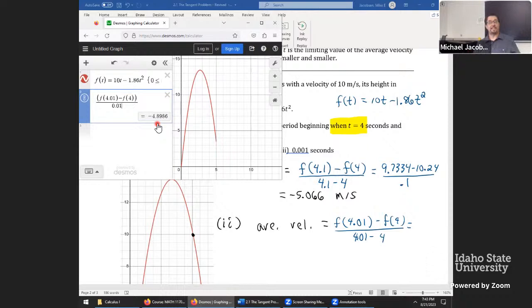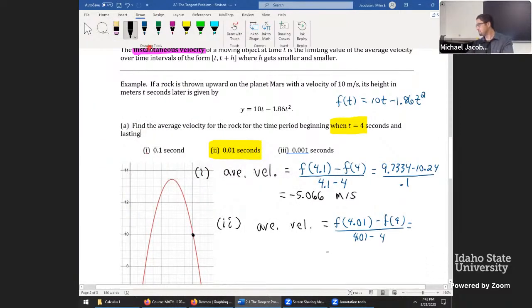So it's still negative. We like that. The object is still going down, but it looks like it's more refined. We're getting something that's just a little bit different from this, negative 4.8986 meters per second.